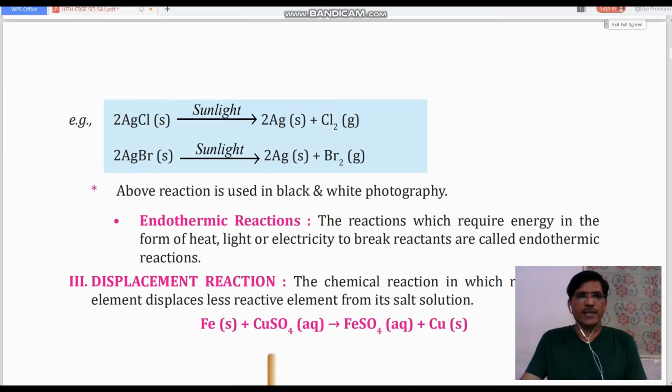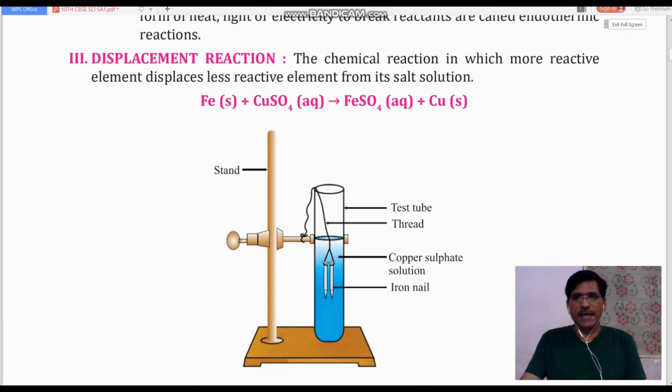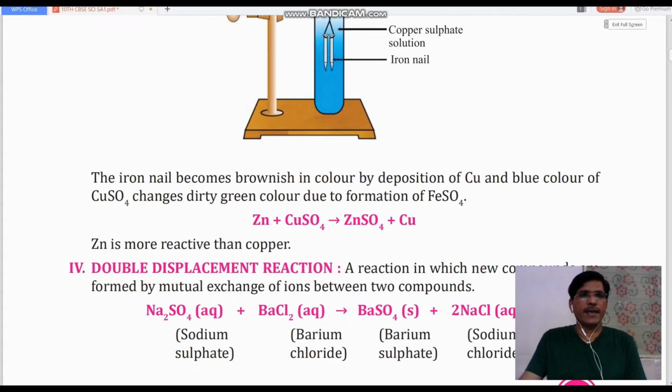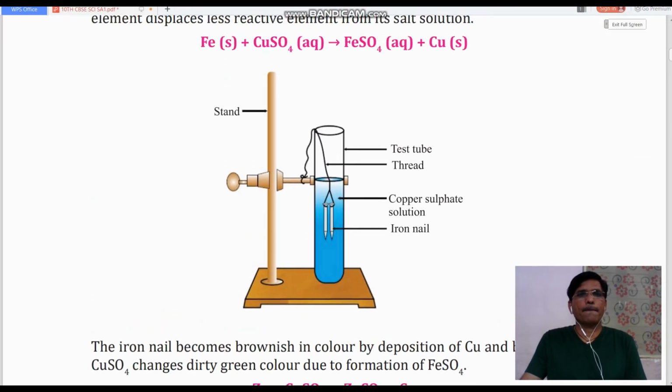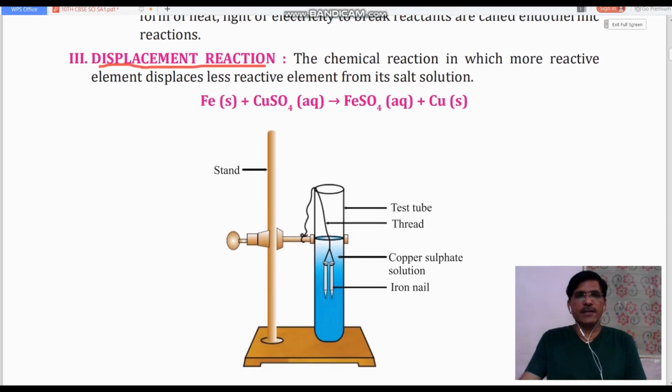Today I want to explain two more types, that is displacement reaction and oxidation reduction. First of all, we want to understand displacement reaction. Before we start, what is the simple meaning of displace? It means a more reactive element displaces a less reactive element from its salt solution.